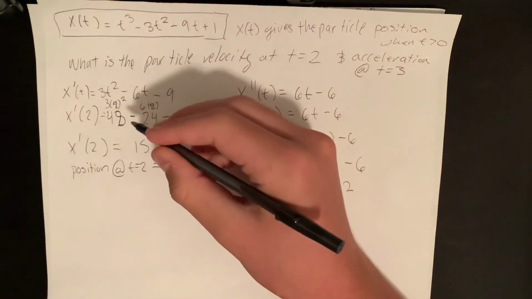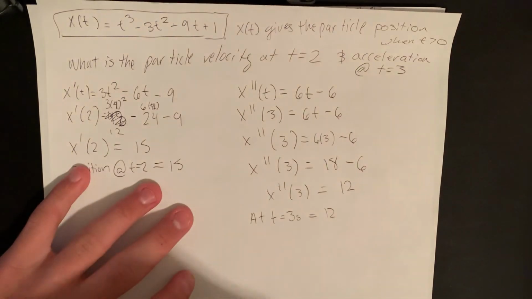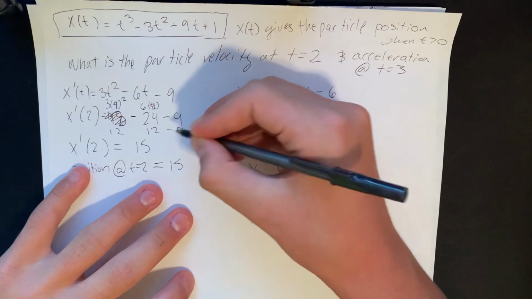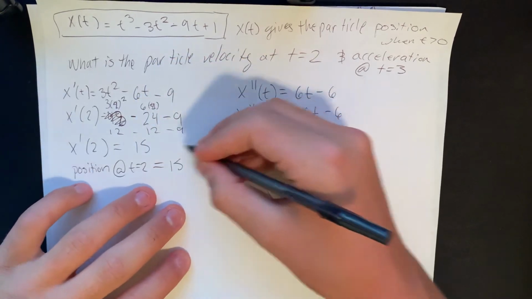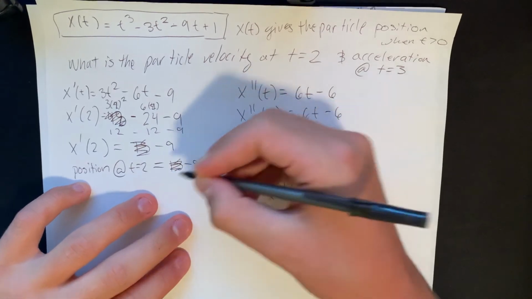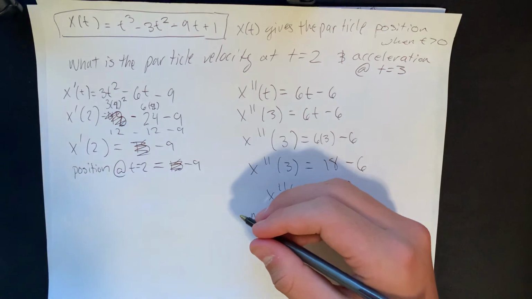So then you get, this will be 12, and then this will be 12 minus 9, so then you'll actually get negative 9. So this didn't plan out as well, but that gets negative 9.